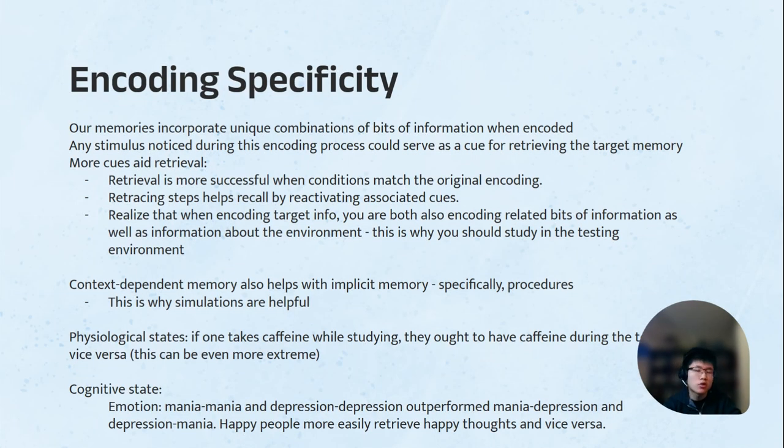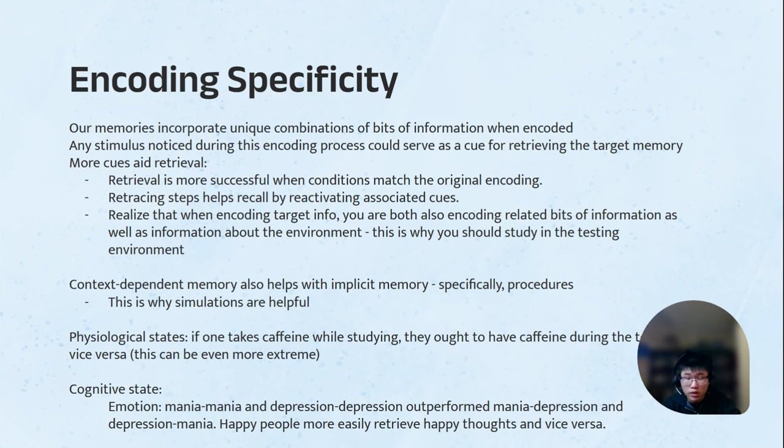Context dependent memory also helps with implicit memory, specifically procedures. For example, if you are learning to fly an airplane, you'll be much better off doing a simulation rather than just remembering things by the book. Physiological states also help. If you take caffeine while studying, then your most ideal test taking environment would be having caffeine in your system, and vice versa. If you haven't had caffeine, then caffeine ought not to be in your system when you're taking the test. This can be even more extreme with other types of substances.